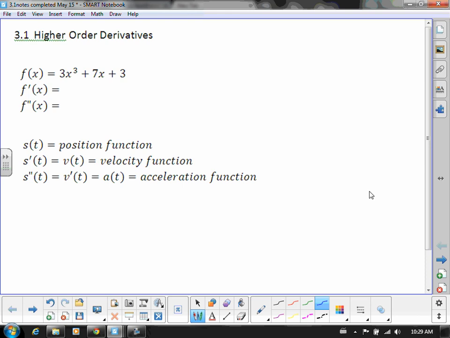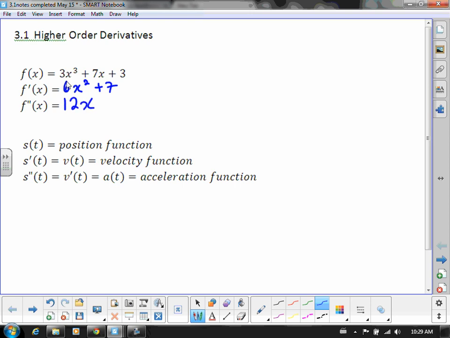If you've done physics, you've already encountered this, and now you have this extra tool to help you determine what the acceleration and velocity functions are. So we have a very straightforward polynomial function here, 3x cubed plus 7x plus 3. First derivative becomes 6x squared plus 7, and then our second derivative would be 12x.